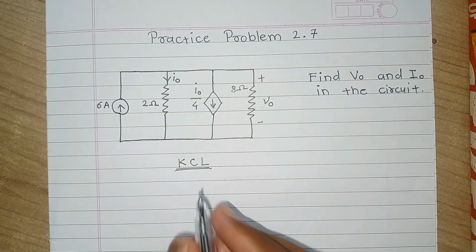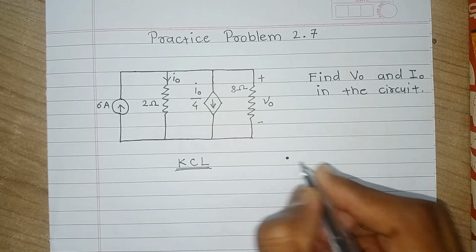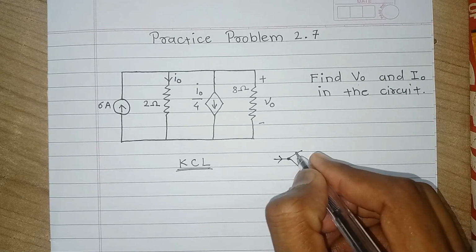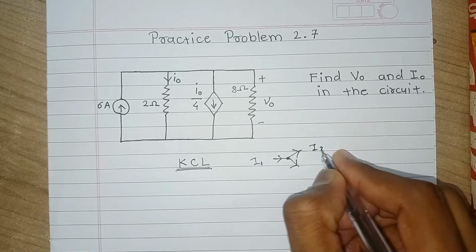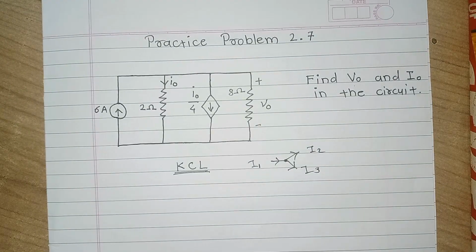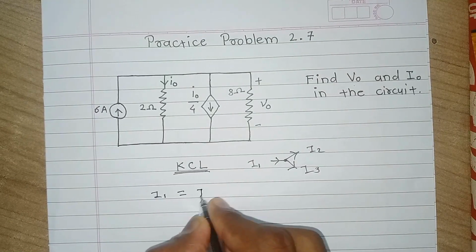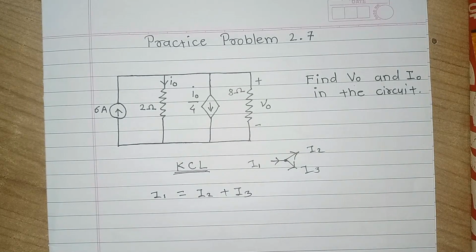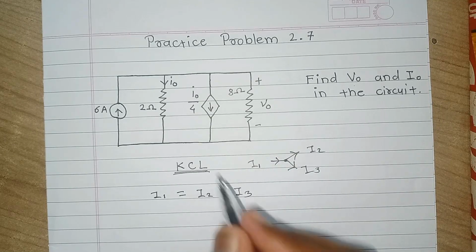What is Kirchhoff's current law? It says that at a particular node or junction, the current coming towards the node is equal to the current leaving the node. So it will be I1 equals I2 plus I3. Similarly, in this example, we will use Kirchhoff's current law.